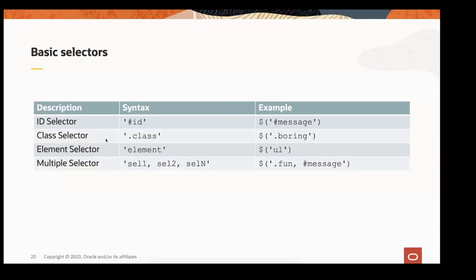The next one down is selecting by class. So we just swap out the hashtag with the period and put the class name after that. And in the example on the right, I'm selecting all of the elements in the web page that have a class of boring. Now, unlike the ID, you can have an element that has many classes, and you can have many elements that have the same class. So it's a little bit more flexible. Beneath that, you see how to select an element by its tag or element name. You just put in the tag name. So in this case here on the right, I'm selecting all of the unordered lists in the web page. And finally, at the bottom, I'm just pointing out that you can combine these selectors as a comma-separated list of values. So here I'm selecting all of the elements for the class of fun, as well as the element that has an ID of message.